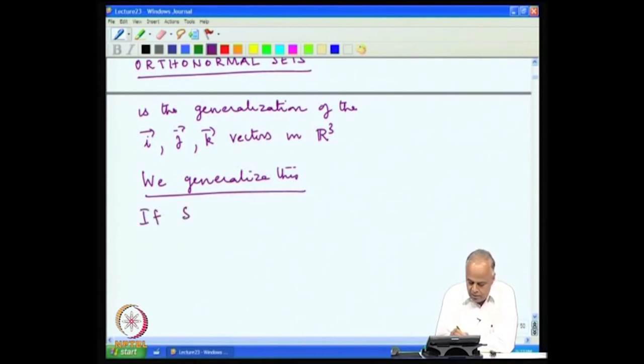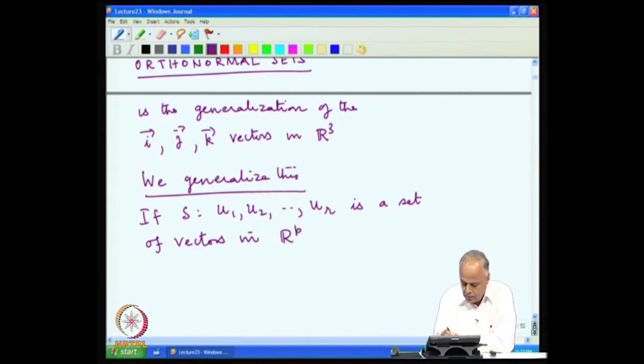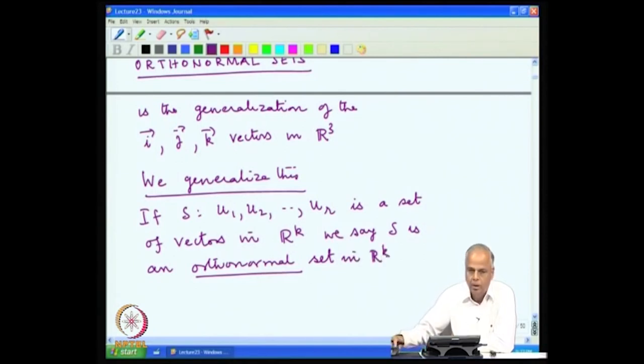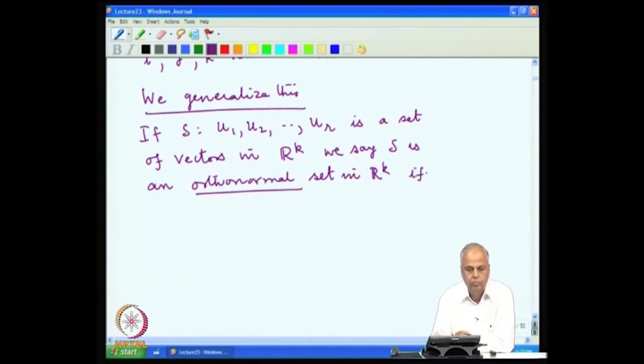If S is {u1, u2, ..., uk}, a set of vectors in R^k, we say S is an orthonormal set in R^k if any two of the vectors must be orthogonal to each other: ⟨ui, uj⟩ must be equal to 0 if i is not equal to j.